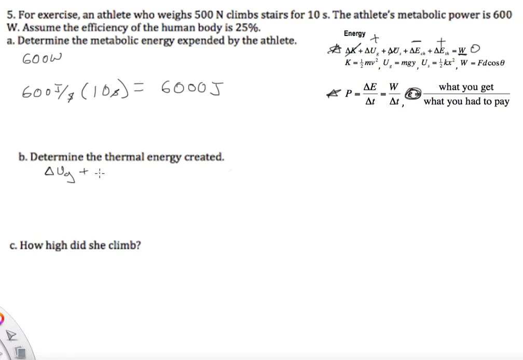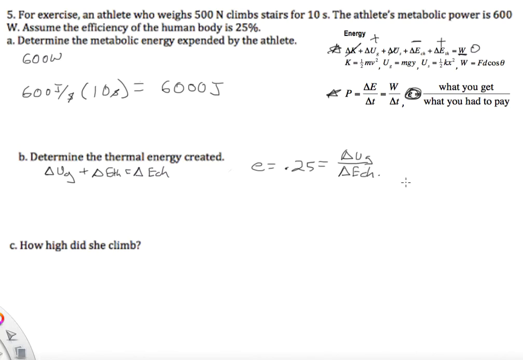Alright, so we can write out this expression: delta UG plus delta ETH equals delta ECH. So to figure out how much of this 6,000 joules is going to become thermal energy, we can look at our efficiency. So we know efficiency equals 25%, so 0.25, and it equals what you get over what you had to pay. So what we're getting is delta UG, and what we're paying is delta ECH.